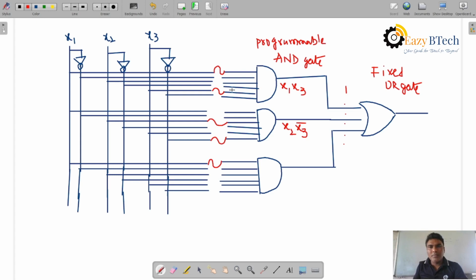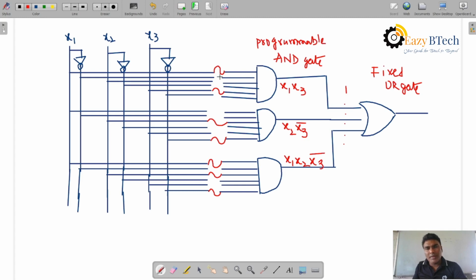According to the product term, the fuses are connected. So this is x1, and let us take x2, x1, x2 and x3 complement. This is x3 complement, so 3 fuse connections. The product AND gate is x1 and x2, x1, x2 and x3 complement. So according to the product term program which we can write, the fuses are connected over here.